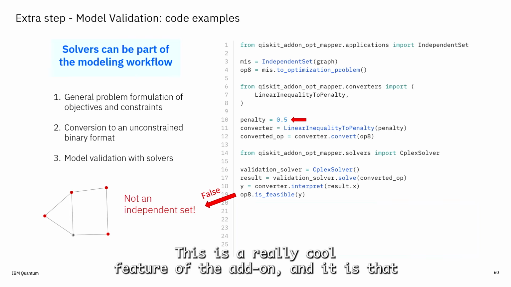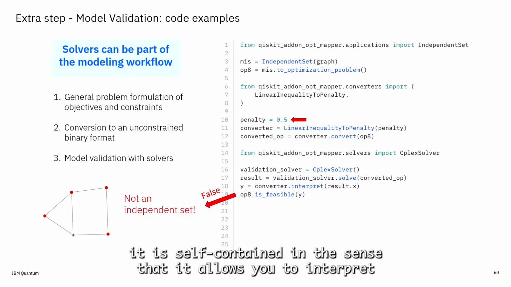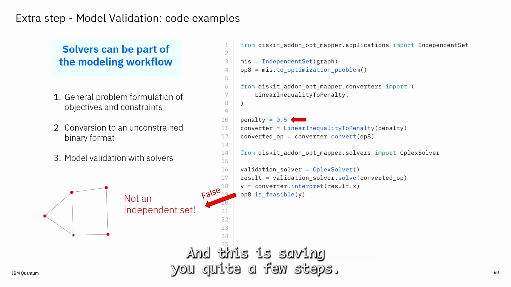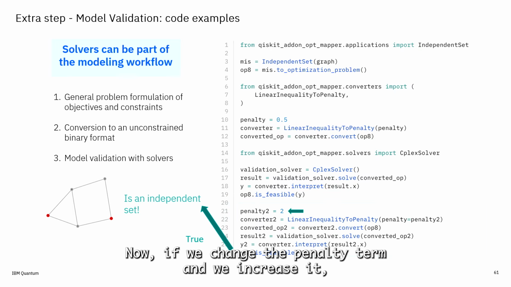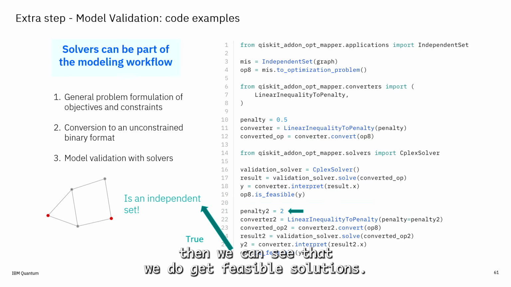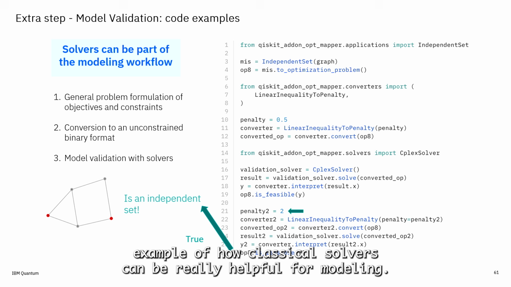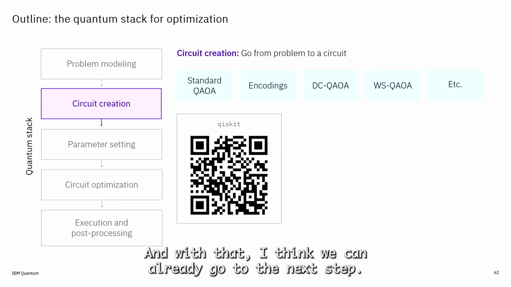This is a really cool feature of the add-on, and it is self-contained in the sense that it allows you to interpret the solutions for that specific application class, right? This is saving you quite a few steps. Now, if we change the penalty term and we increase it, then we can see that we do get feasible solutions. So this is just a really quick example of how classical solvers can be really helpful for modeling. And with that, I think we can already go to the next step.